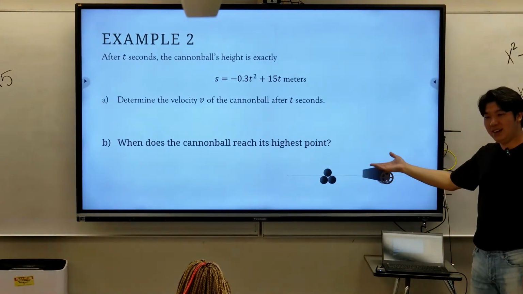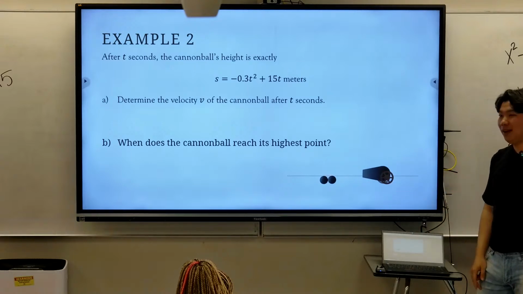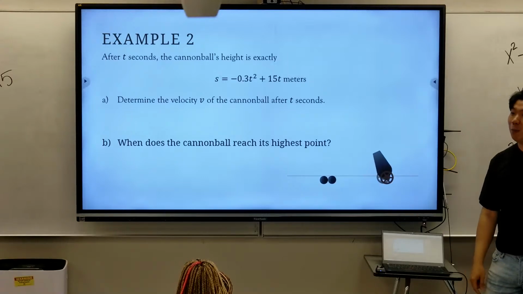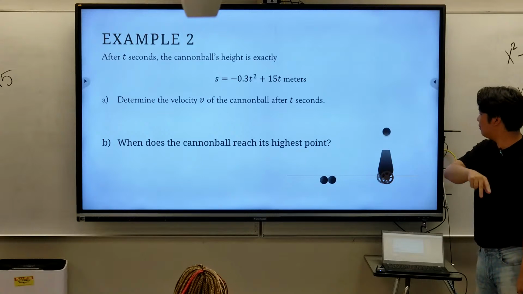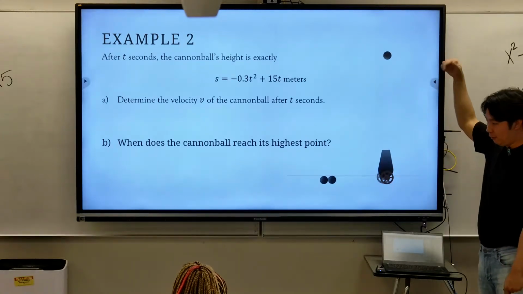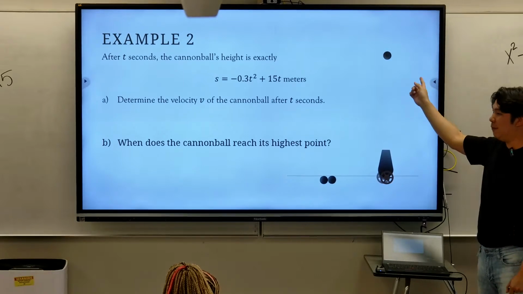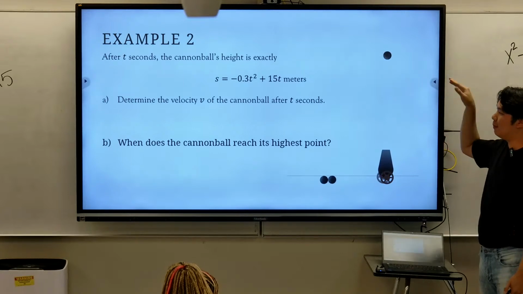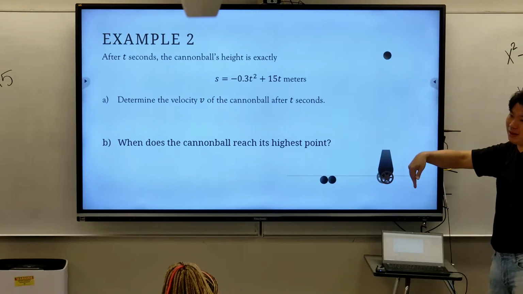Here I have a cannon and cannonballs. I take a cannonball and I stuff it into my cannon, and then I point it upwards, and then I shoot it up. It goes up in the air, and then eventually it has to go down. But before I let it go down, what has to happen for my velocity when it goes up and then it goes down?